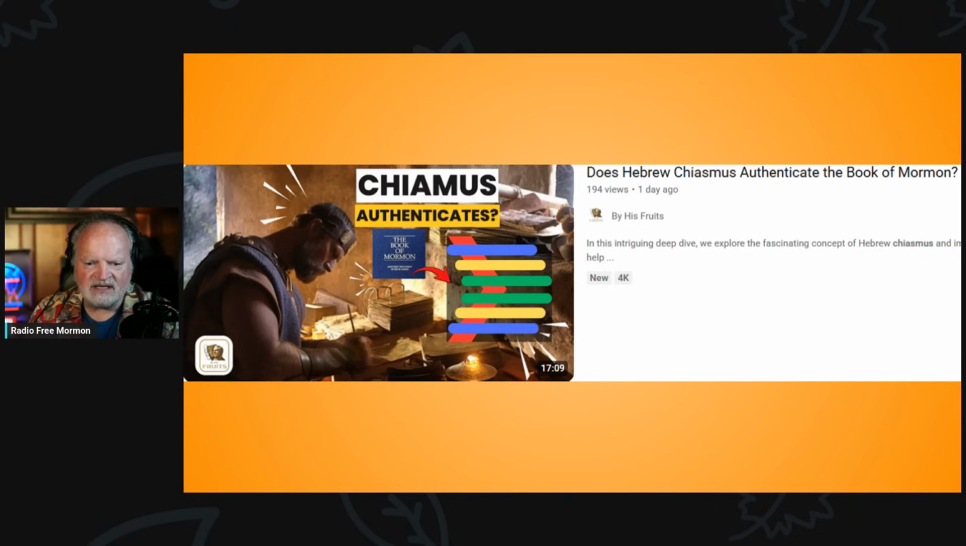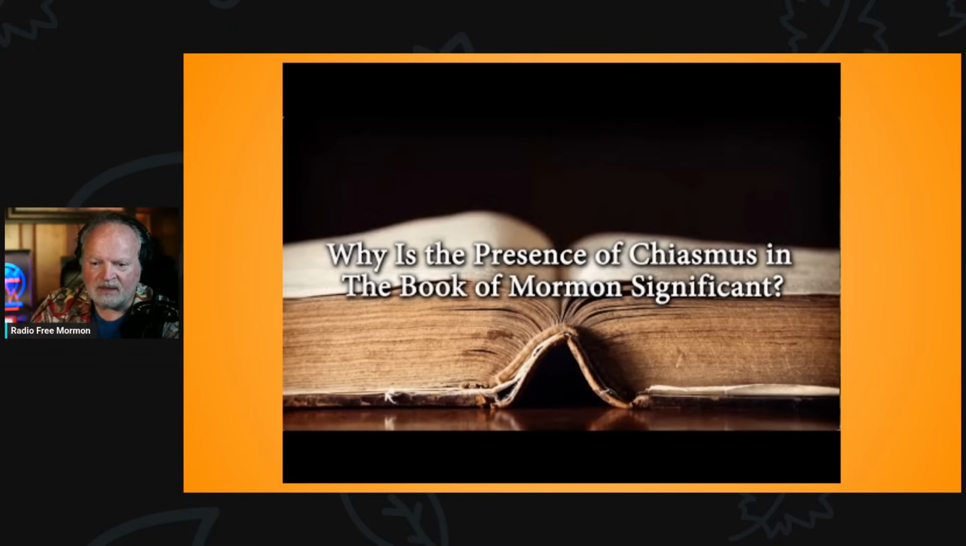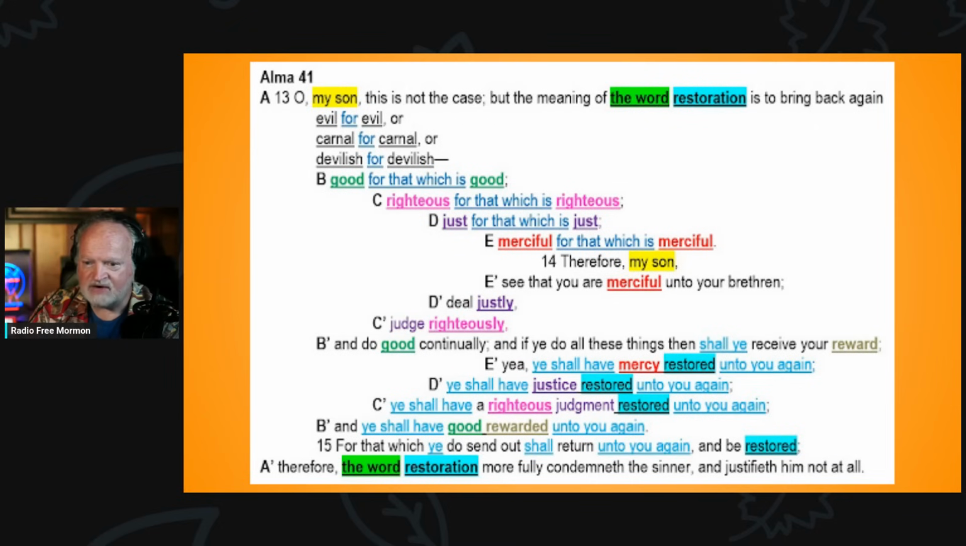And after today, you're going to see that if chiasmus shows up in the transcripts of Radio Free Mormon podcasts, when I'm just riffing to you, then maybe they don't mean that much when they show up in the Book of Mormon. Here's another one. Why is the presence of chiasmus in the Book of Mormon significant? You see, it's everywhere on the internet.